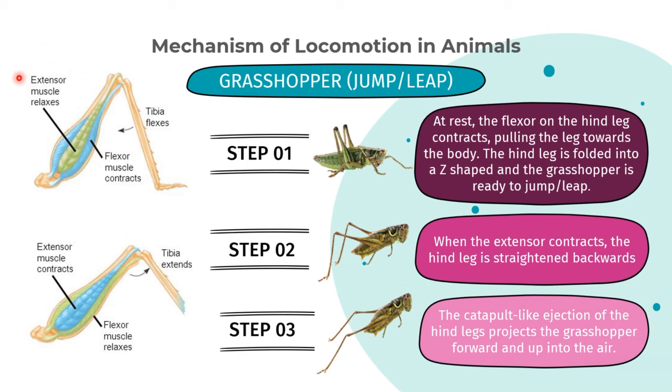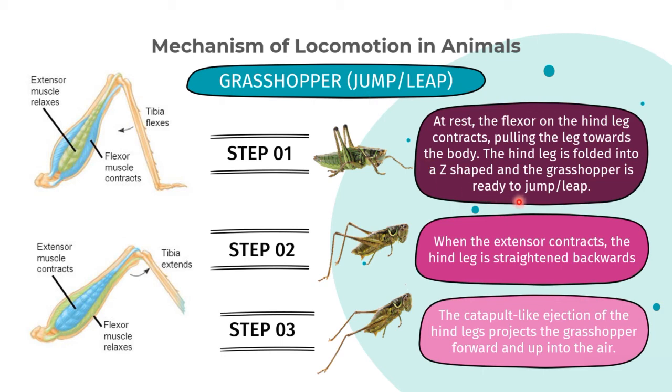Extensor refers to the muscle that straightens the leg or the limb when it contracts. Alright, so that is flexor and extensor. Now we will discuss, how does the grasshopper jump?